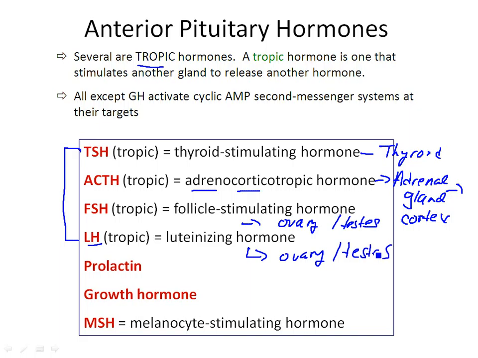Now, the last 3 are not tropic. They act on their organ from the anterior pituitary straight to that organ and cause an effect. So anterior pituitary hormone, prolactin, is released, goes to breast tissue for milk production. And the anterior pituitary releases growth hormone. That makes you grow. Works on bones, muscles, makes you grow. And the last one is MSH. It's called melanocyte stimulating hormone. It's just kind of a little extra hormone we throw in there. We'll talk about it in just a second.